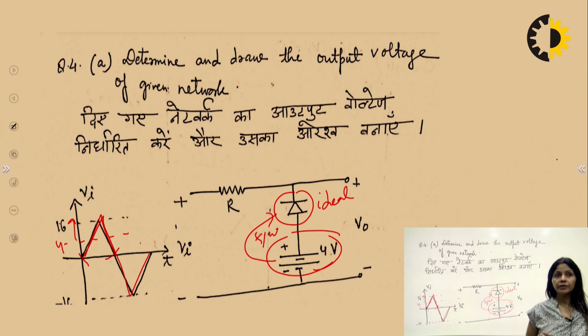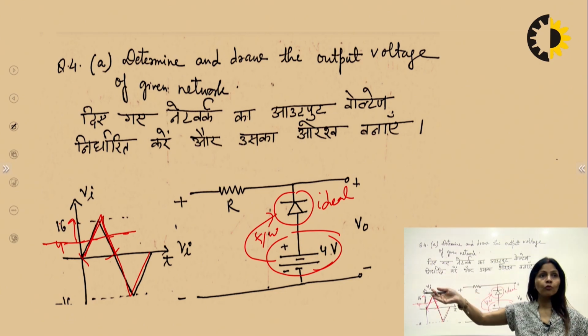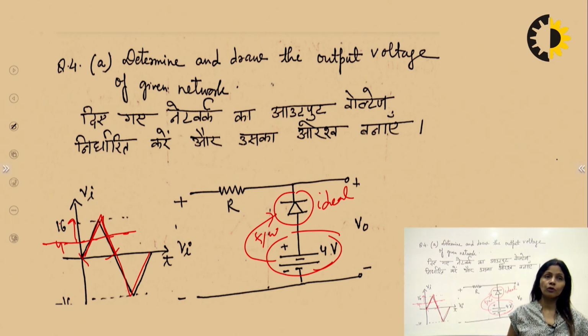So there would be two cases, case 1 and case 2. Always remember that you need to solve a clipper question by making the cases, case 1 and case 2, right? So case 1 would be when Vi is greater than 4 volts, and case 2 when the input waveform is below the 4 volt, right? So we will solve this particular question.